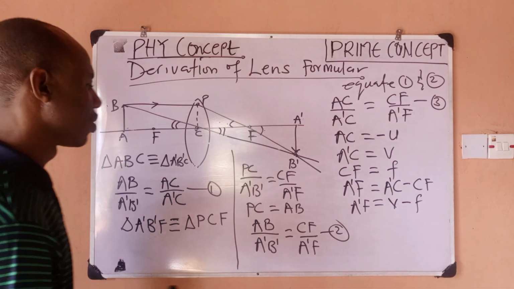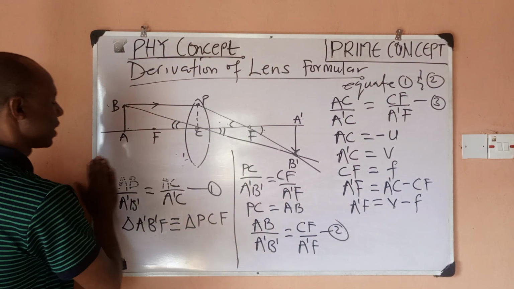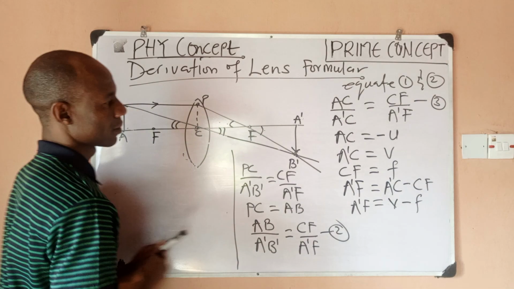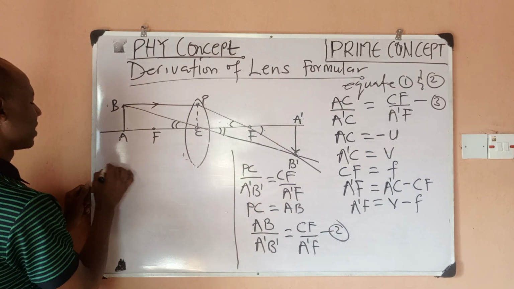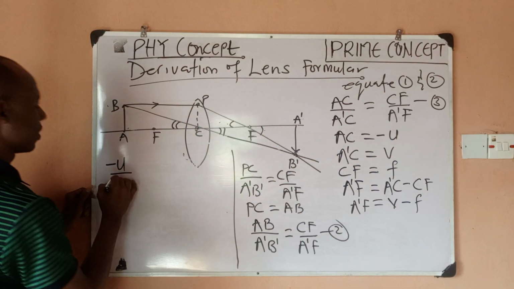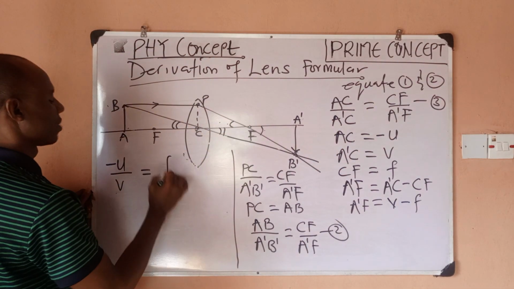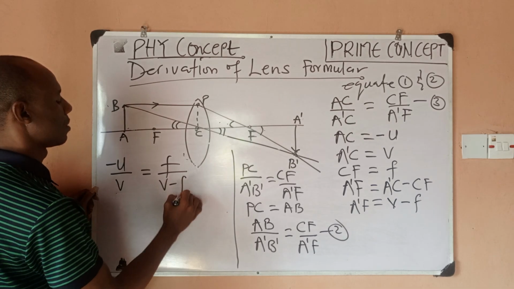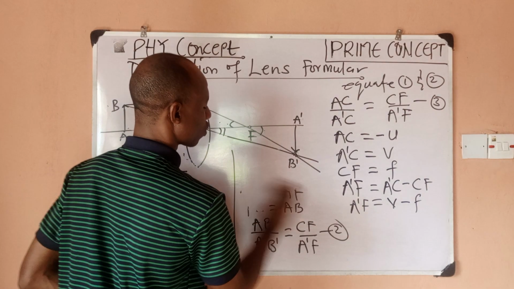So I'm going to substitute these parameters into equation 3. If I do that, I'm going to replace AC with negative U, all over A prime C, which is V, equals CF, which is my focal length, all divided by A prime F, which is V minus F, right? So what am I going to do from here? I'm going to cross multiply.